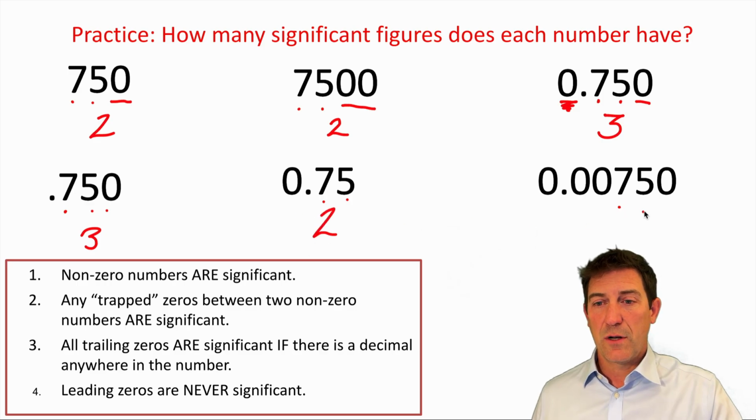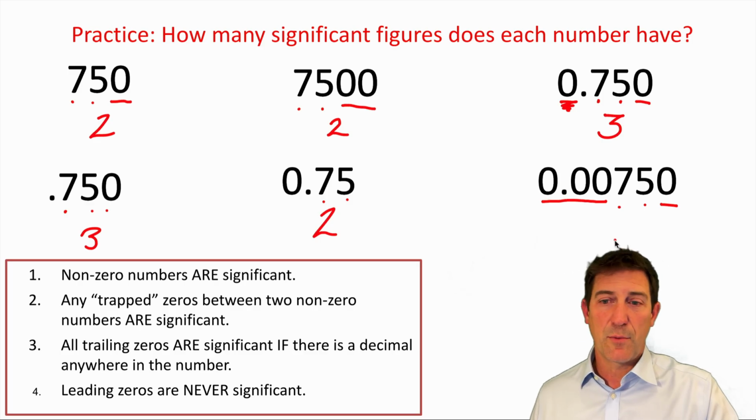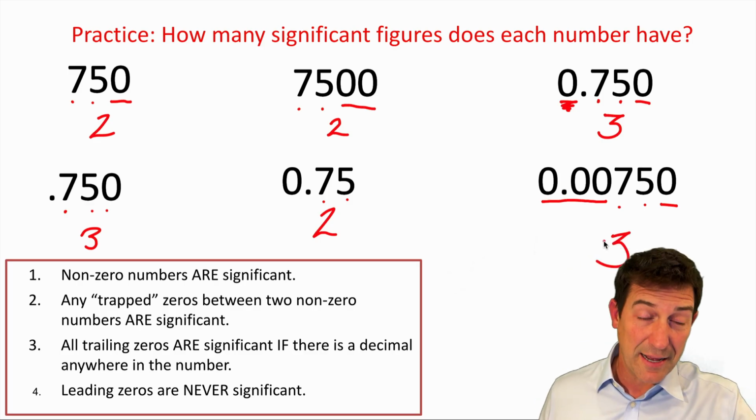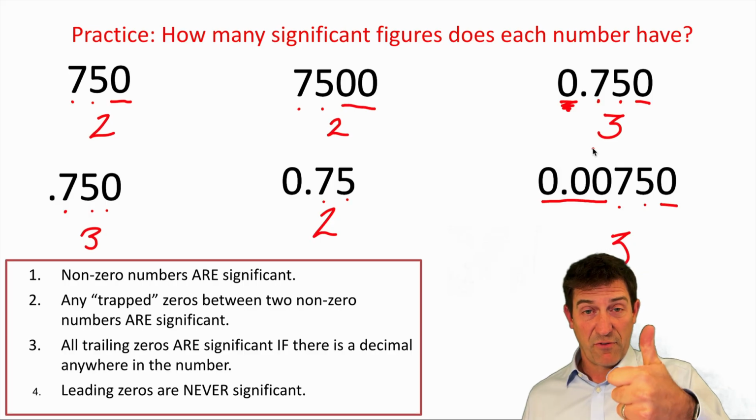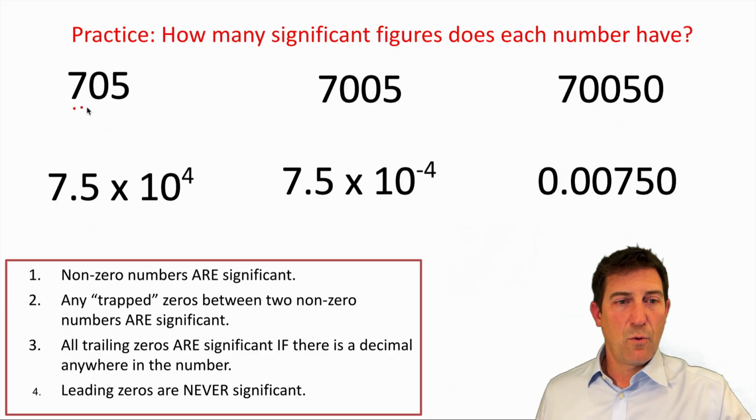And we get over here, 1, 2. These are all leading zeros like we talked about. They are not significant figures. This is a trailing 0. They are significant figures if there's a decimal anywhere in the number, so this one has 3. Hopefully we're feeling good. 1, 2, trapped 0 makes a total of 3.